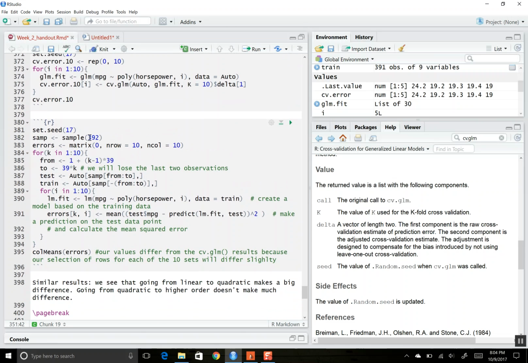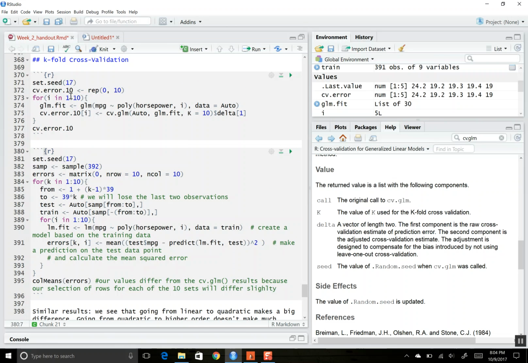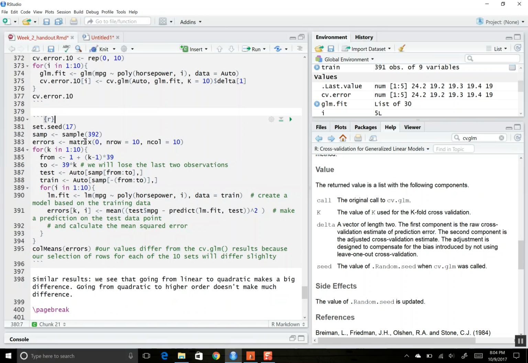So I have a manual implementation here. My values will not match up exactly with the other one, because when you do the split between the 90 and 10, it's random. So here is the manual implementation, starting after the output for CV error 10, where it says set.seed 17. This is what I've done.